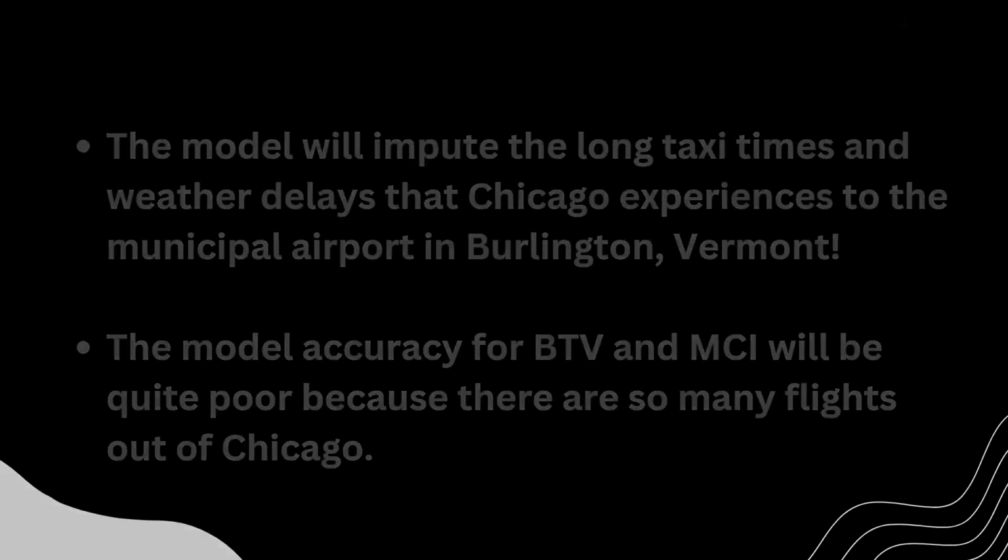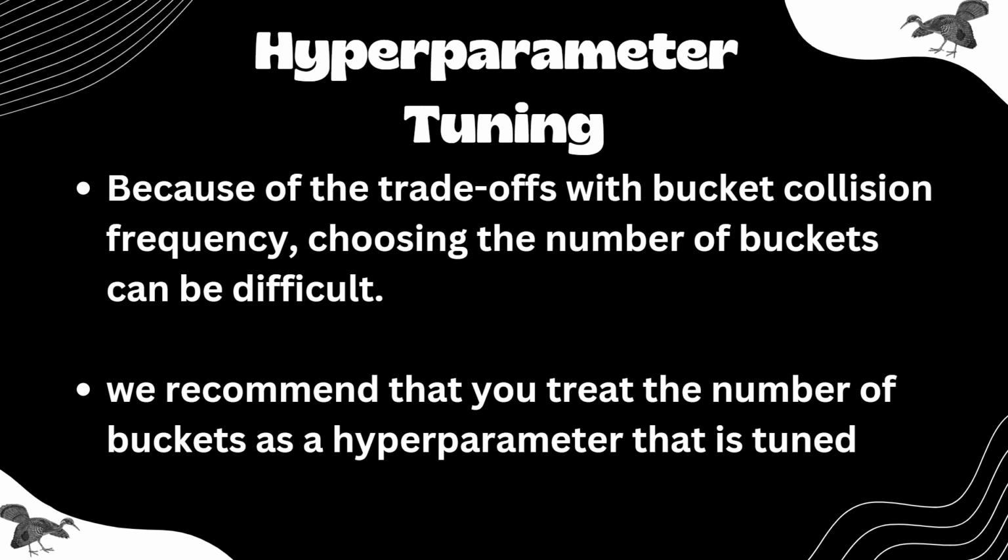The book also adds a note about bucket collision. If you increase the number of buckets too much, things become sparse. But if you decrease them too much, you will have a lot of collisions. So the bucket size becomes like a hyperparameter. You need to tune it just like any other hyperparameter to find the optimal size.